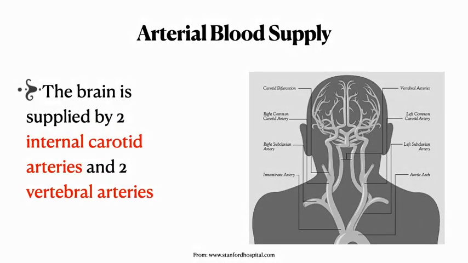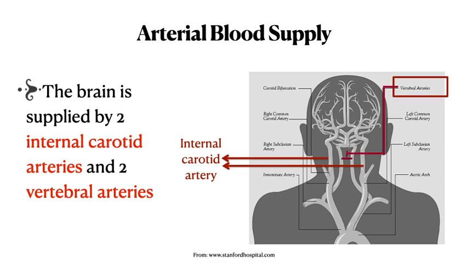Let's begin with arterial blood supply. The brain is supplied by 2 internal carotid arteries and 2 vertebral arteries. Here are the internal carotid arteries, and here are the vertebral arteries.